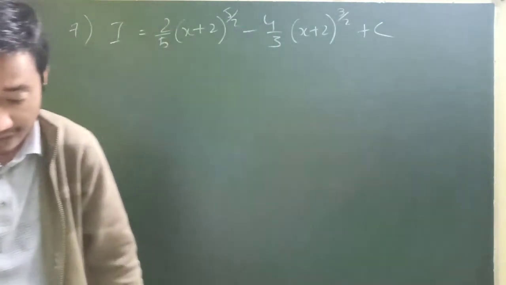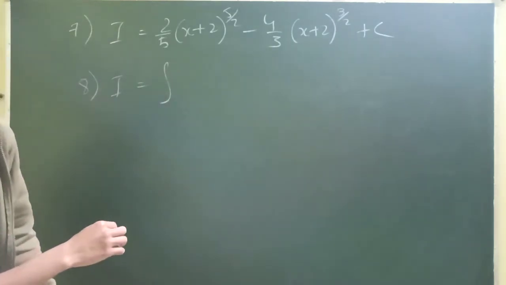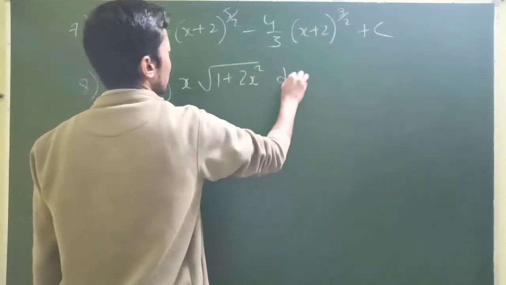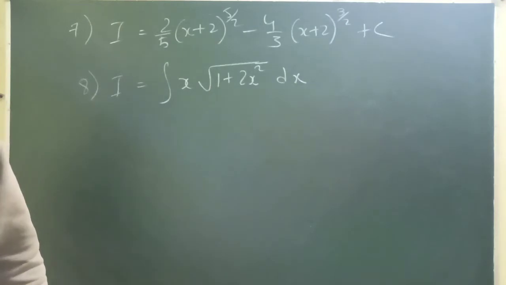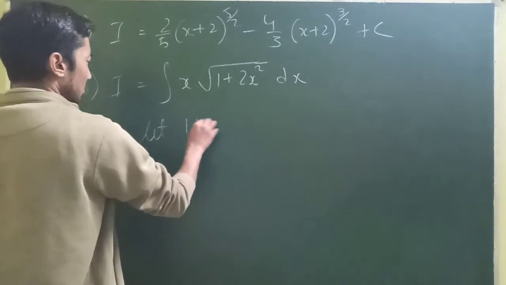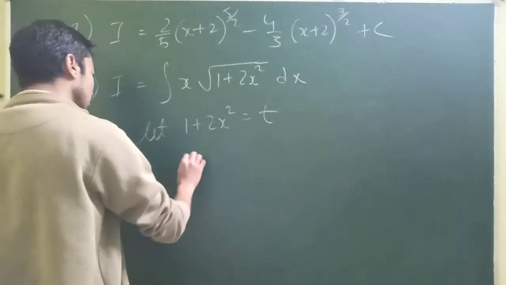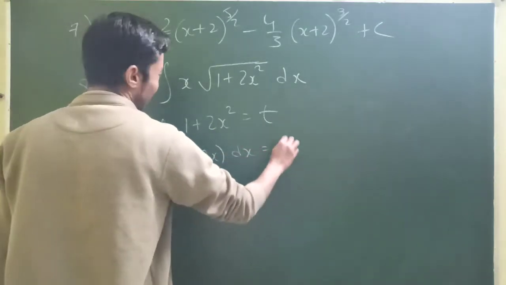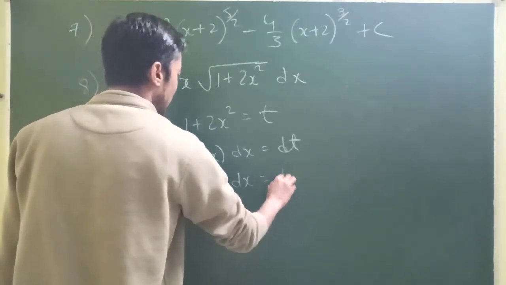Question 8: integral of x root over of 1 plus 2x square with respect to x. So let's continue. This is quite easier. Let 1 plus 2x square be our t. So differentiating both sides, 2 is already there. This is 2x dx. I'm bringing it from down. Just now only I showed you. So that's going to be 4x dx is equal to dt.